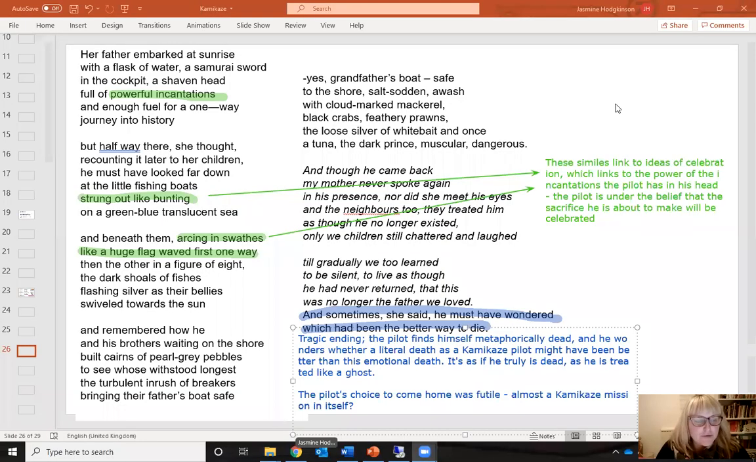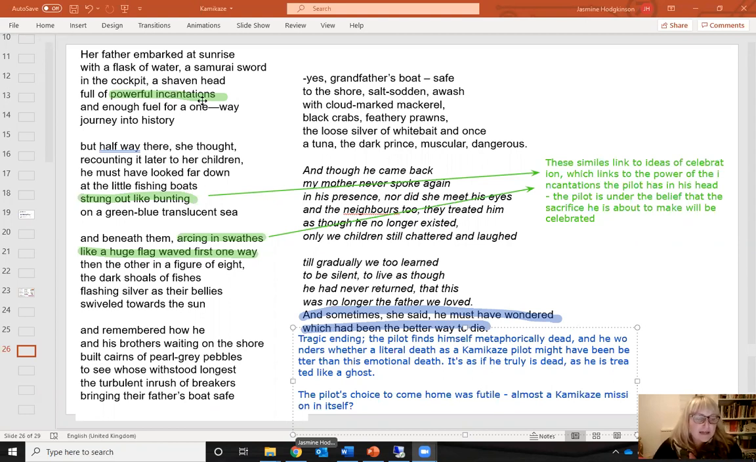Okay, so next I'm going to move on to consider some more of the language in relation to this idea of the powerful incantations that the pilot has within his head. That link to the influence the military has had on him. He has these powerful incantations, almost these spells have been cast on him to persuade him and convince him to train as a kamikaze pilot and to go on these missions from which he will never return. All right, and we're just going to trace how this develops through the poems.